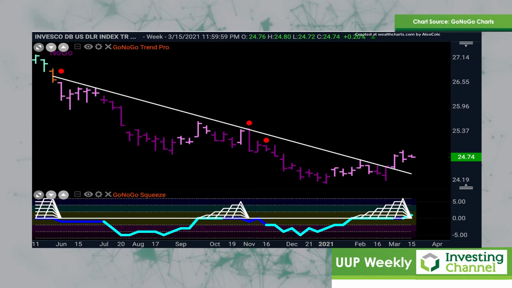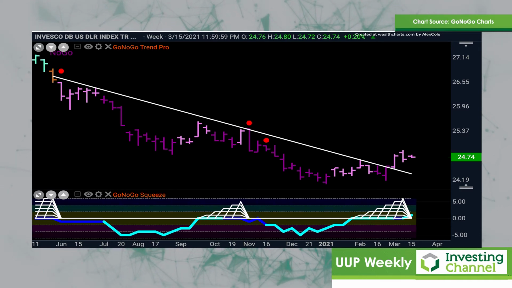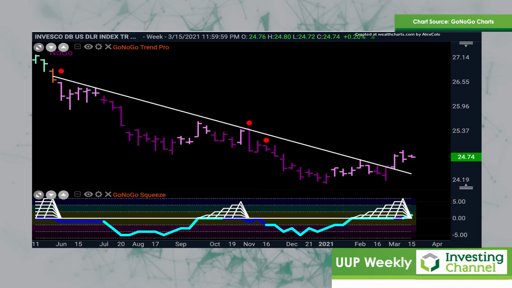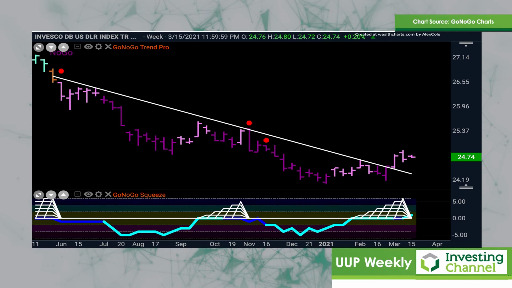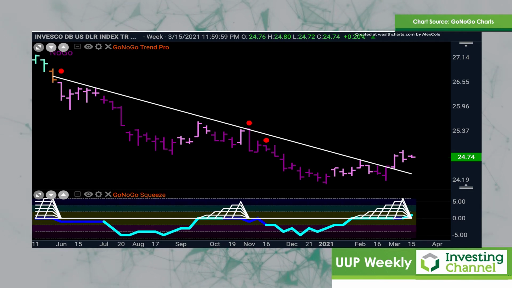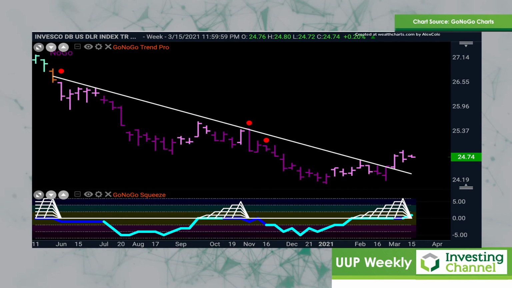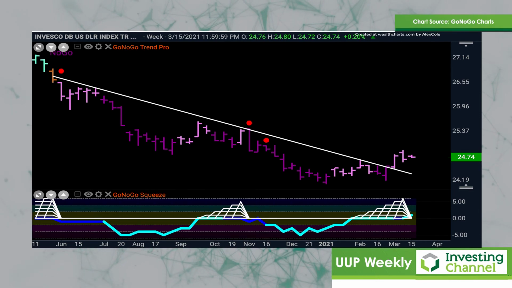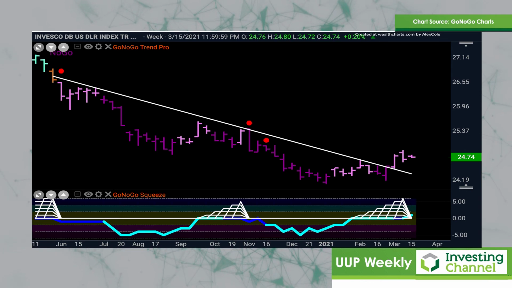But if we zoom out now to the second chart, this shows a weekly chart, a larger time frame chart of the same security. So still the UUP, still the Invesco Dollar Index Fund. Now you can see that we've been in an overwhelming no-go trend in the dollar for several months back into summer of last year. And we can see that because of the pink and purple no-go colors painted on the price bars.